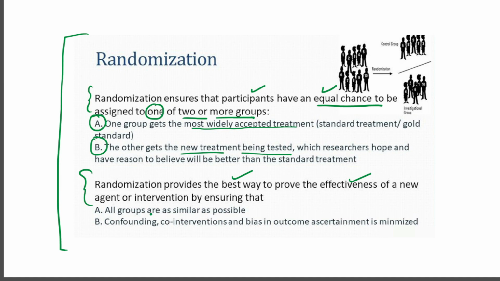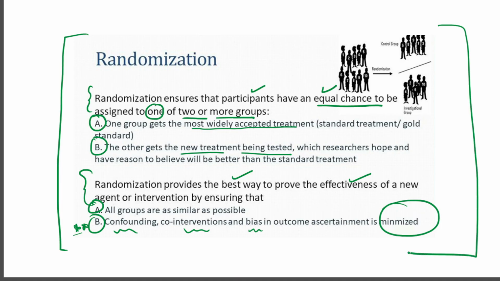What? That all the groups are as similar as possible. Second and the most important thing is confounders, co-interventions and biases are minimized. So this is the specialty of randomization. So please remember this chart.